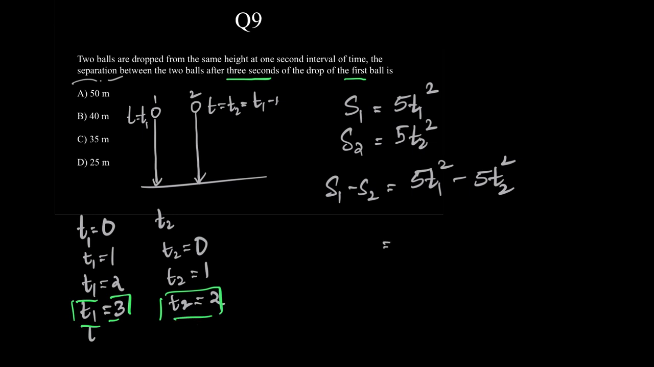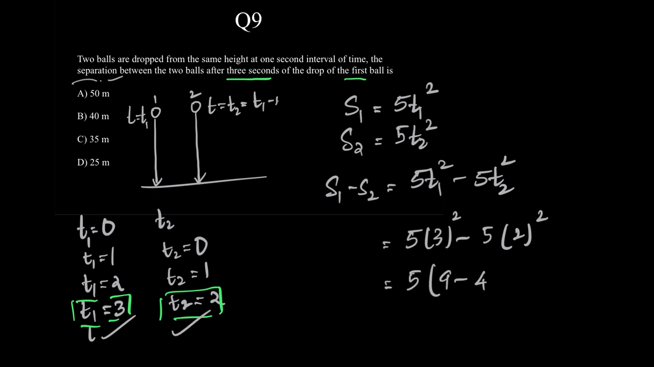So this basically becomes 5 into, what is t1 square? 3 square, minus 5 into, what is t2 square? 2 square. So this becomes 5 into 9 minus 4, which is 5 into 5, and therefore the answer is 25 meter. So the correct option is option D, 25 meters.